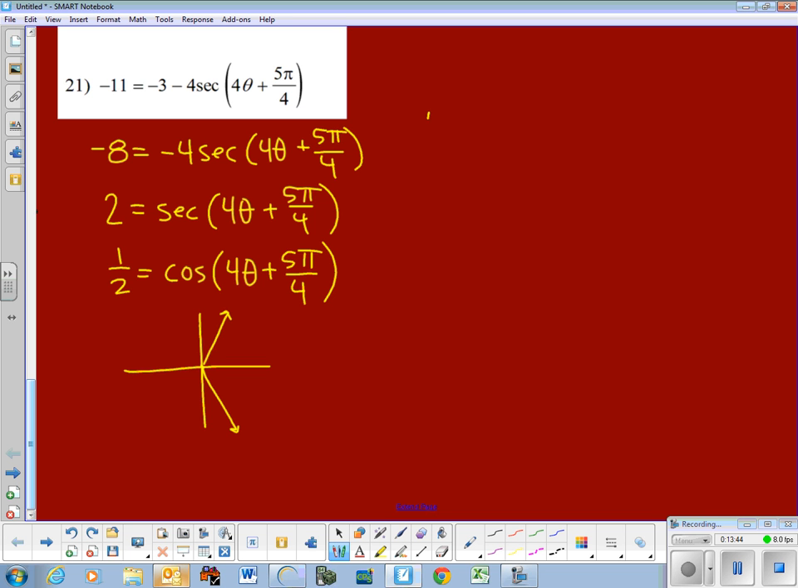So the argument of my cosine function must equal pi over 3 plus 2 pi n, or the argument of my cosine function must equal 5 pi over 3 plus 2 pi n. And now if I can isolate the theta, I'll be done. So on the left, that's going to involve subtracting 5 pi over 4 from both sides.